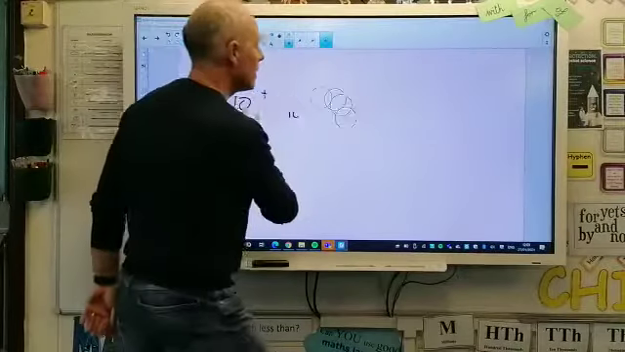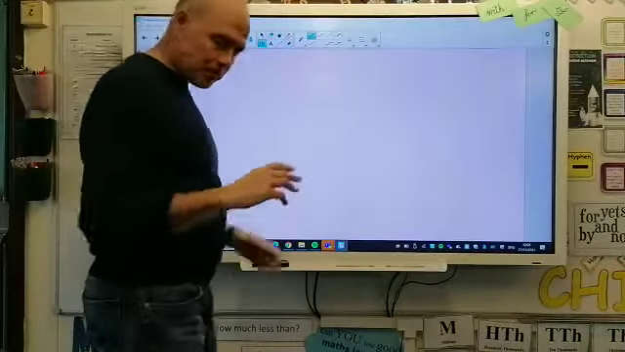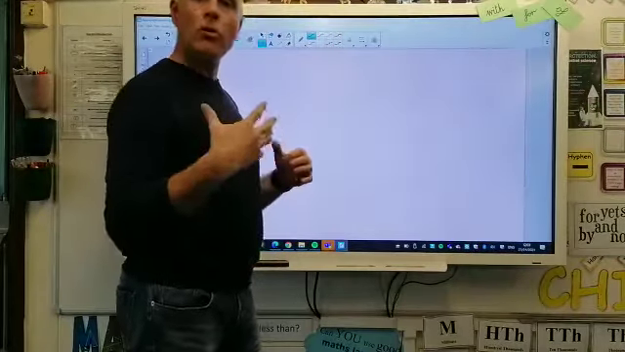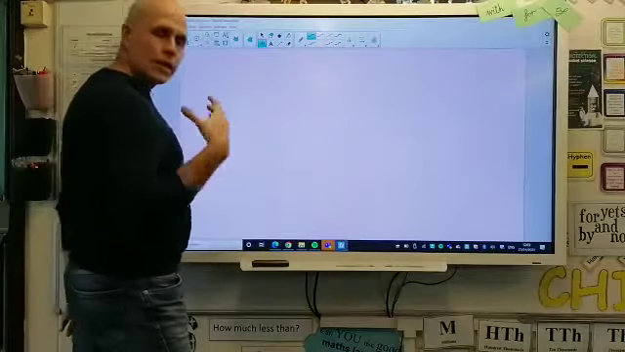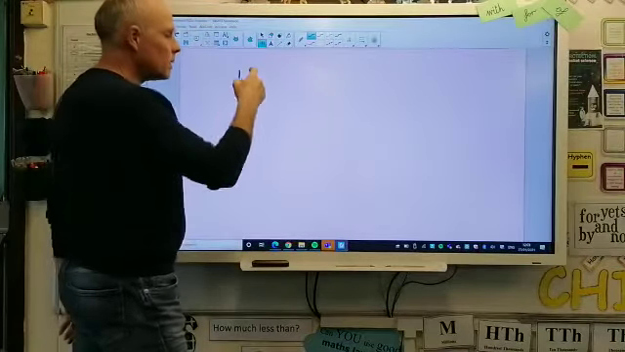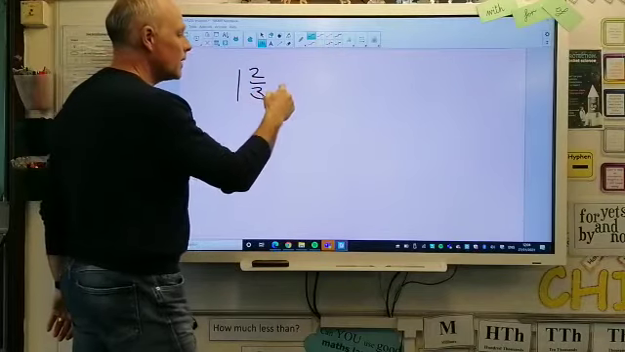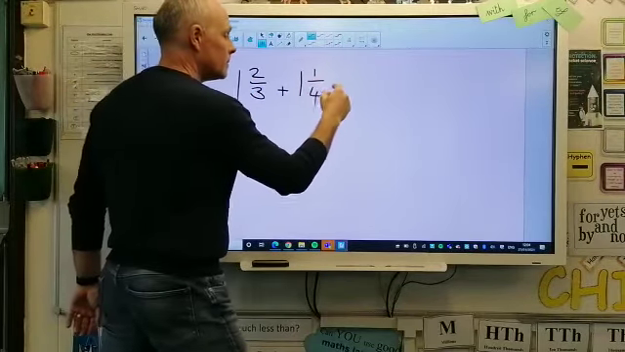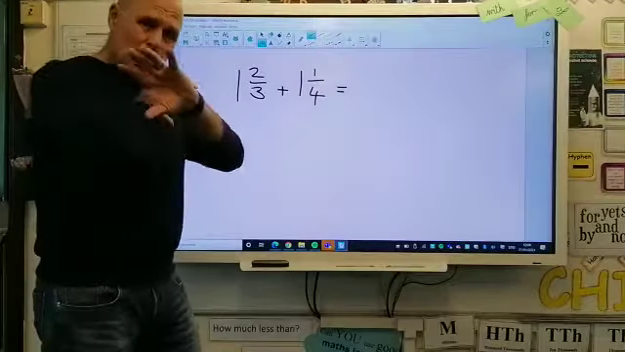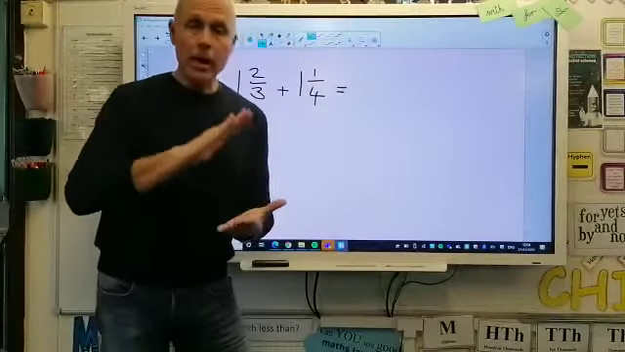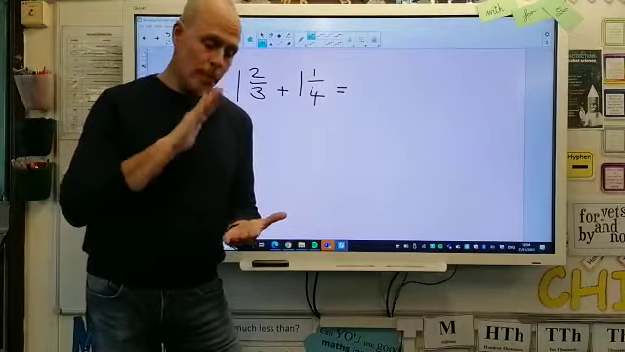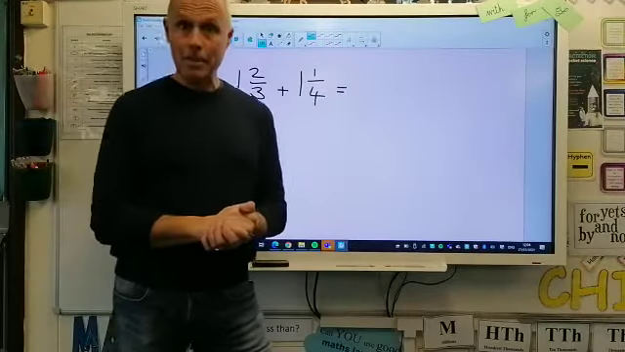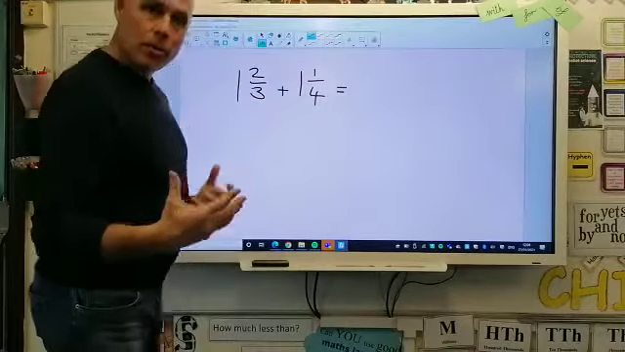Now the other thing you will come across is the addition of mixed numbers. So again, trying to keep it simple, 1 and 2/3 add 1 and 1/4. Before you do anything, my group should always, whether it's addition or subtraction of mixed numbers, convert into improper fractions.